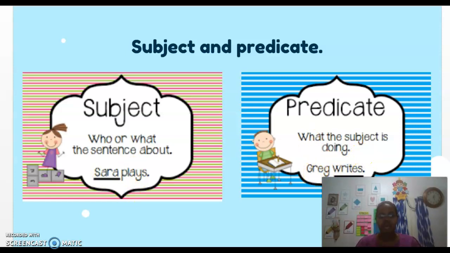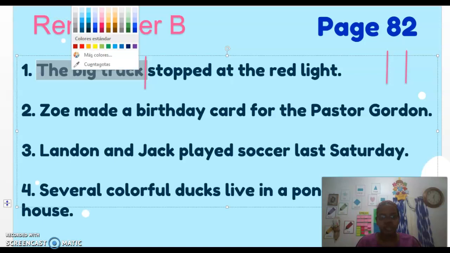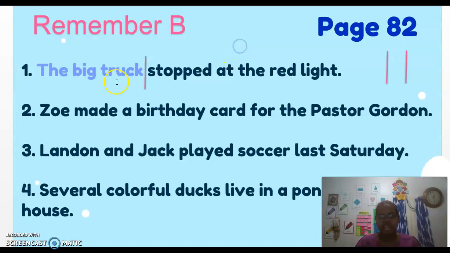So now that you already remember what the subject and predicate are, we're going to work here. The big truck stopped at the red light. So we're going to separate with one line the subject and the predicate. Which one is the subject? The big truck. Very good. The big truck, because we are talking about one truck. So the big truck is the subject. And the other part, stopped at the red light, is the predicate.